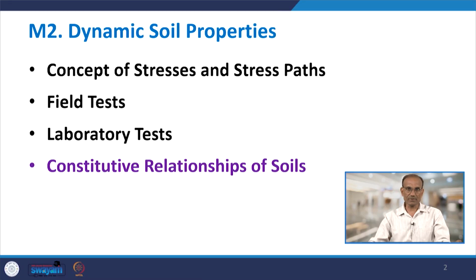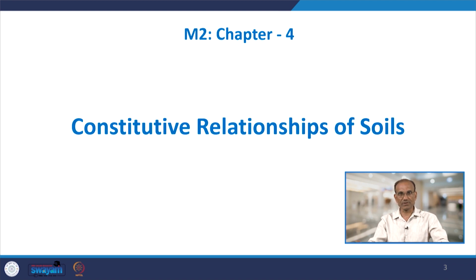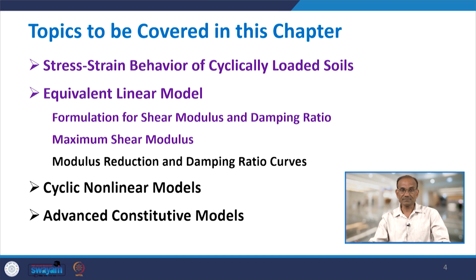As we discussed, we are in module 2 for dynamic soil properties. We already covered 3 chapters: concept of stresses and stress path, field test, and laboratory test. Today let us see constitutive relationships of soils, which is the 4th chapter of this module 2. Under this chapter, the topics to be covered are: first, stress-strain behavior of cyclically loaded soils. Then we are going to talk in much detail about the equivalent linear model, which will consist of 3 components: formulation for shear modulus and damping ratio, and maximum shear modulus. Up to this point we are going to talk in lecture number 18.